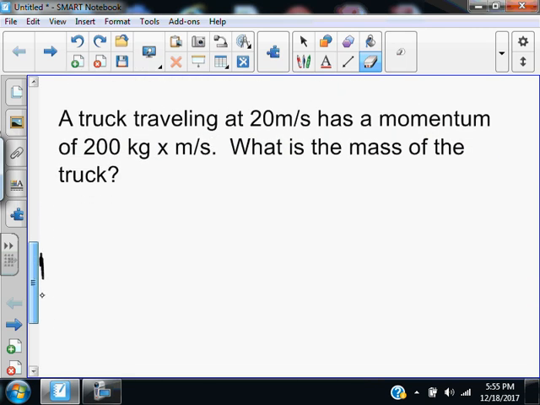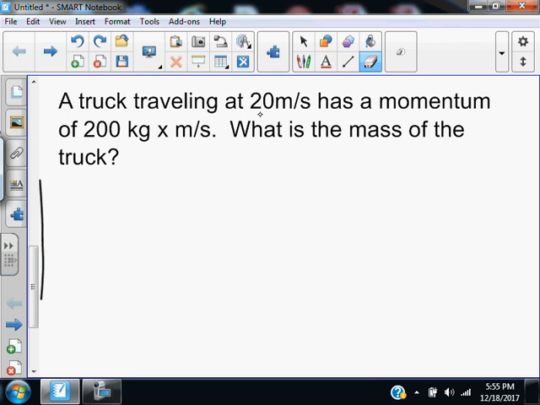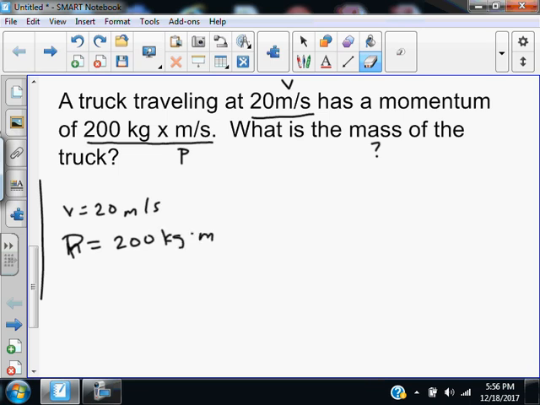Now if we look at this example here with a truck, it says that a truck is traveling at 20 meters per second. This is velocity. They tell you the amount of momentum here, so this is our P, the momentum, and they want to know how much mass we have. So just putting out all the stuff we have for this equation, it would be velocity equals 20 meters per second, and the momentum is equal to 200. Change that to a P. And we're trying to find the mass.